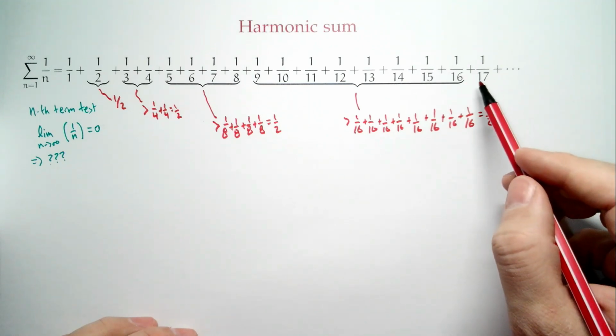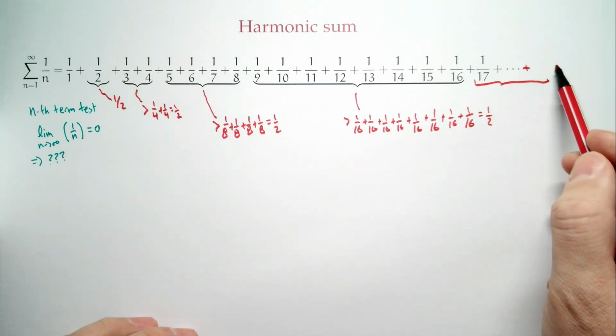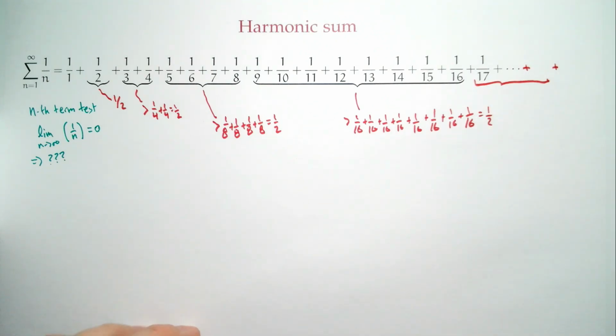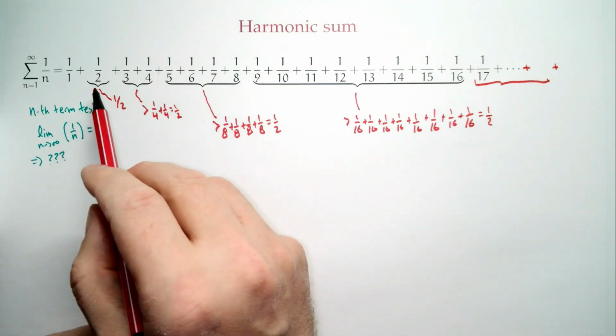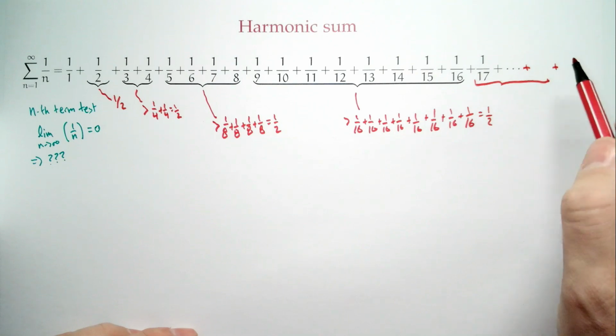Now, can we keep it going? Yeah, we can. So 1/17 up to where? Where do we make the next cutoff? Can you see it? Where are the cutoffs happening? 2, 4, 8, 16. The next one, 32.